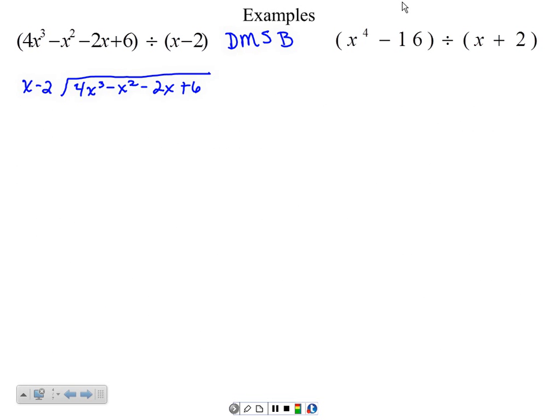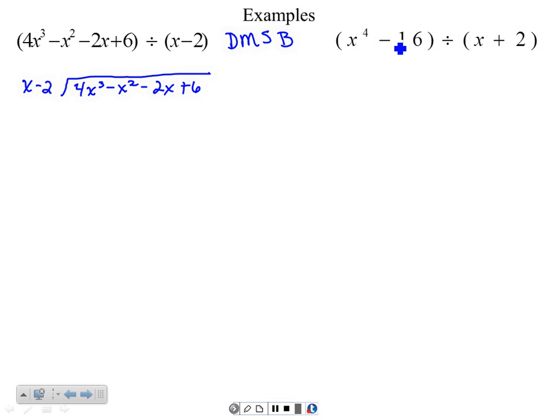One thing about this is when you set up your dividend underneath the bar here, make sure you do not skip exponents. So notice our exponents go from 3, 2, 1, 0. But over here, notice we go from 4 all the way to 0. Well, you're going to have to put zeros in those placeholders, and I'll show you how to do that in just a minute.